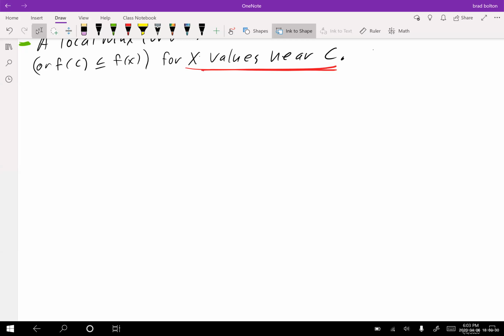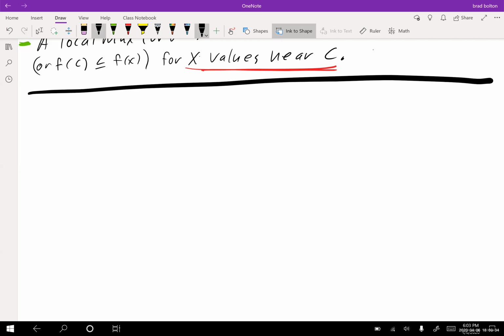So a few key things I want to talk to you guys about. Hopefully you guys had a chance to write all that down. A few key points, and then we're going to look at a picture. So a few key points. Okay. So number one, an absolute max or min may occur multiple times.